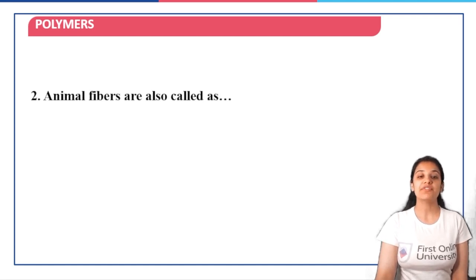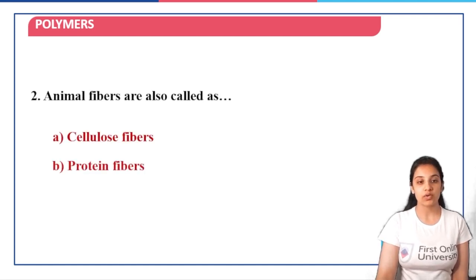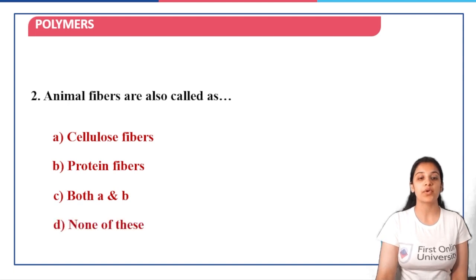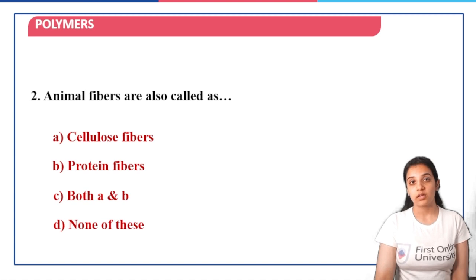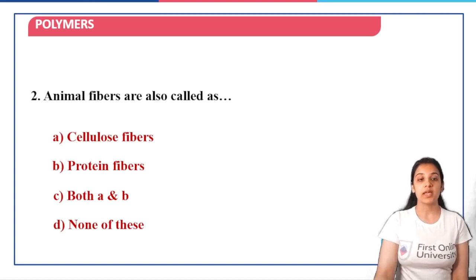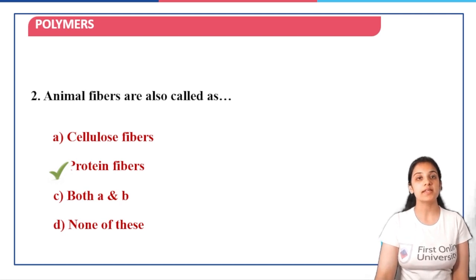Next question, animal fibers are also called as cellulose fibers, protein fibers, both A and B, or none of these. See, cellulose fibers, we give the name to plant fibers, okay, not the animal fibers. So they are known as protein fibers. Option B is the correct answer.